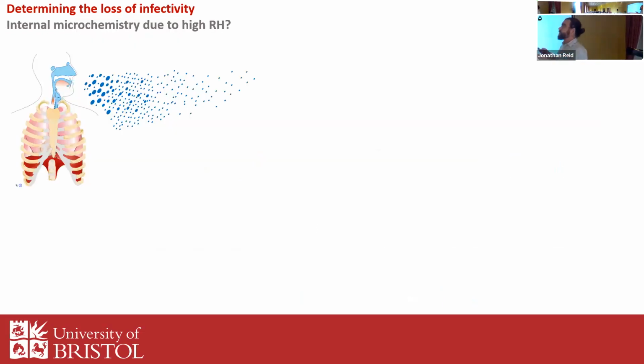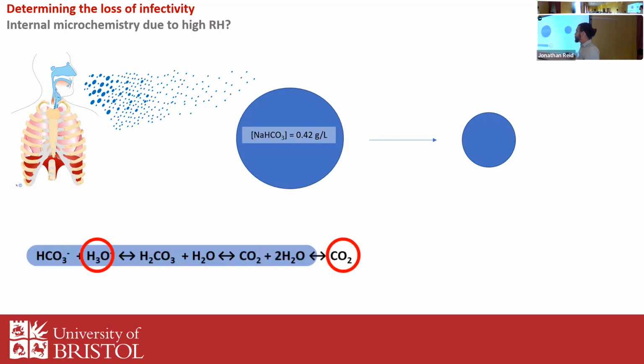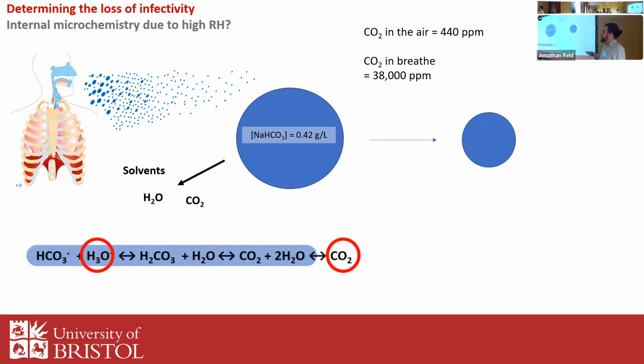So what I've talked about is all at low RH, so dry environments. I'm going to talk really quickly about what's happening in humid environments. Our respiratory droplets contain sodium bicarbonate. It's the natural buffering system for CO2 in the body, in saliva and in blood. In the air, the CO2 concentration is 440 parts per million. The CO2 we breathe out is 38,000 parts per million. So as the droplet evaporates, the CO2 is moving from this high concentration to a low concentration.